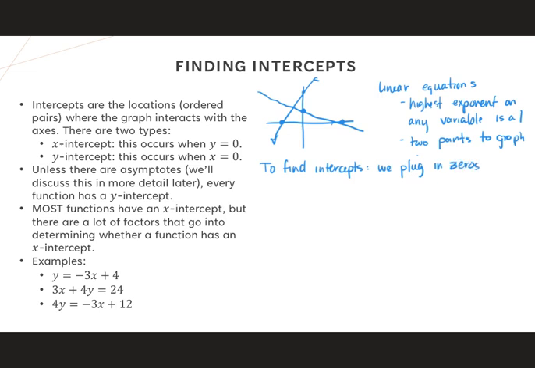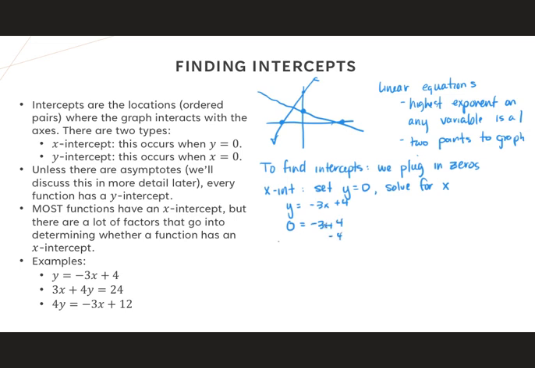Okay, so to find the x-intercept, we set y equal to 0 and solve for x. So let's take that first example. Y equals negative 3x plus 4. So I'm going to set y equal to 0. So instead of a y here, I'm going to plug in 0. Oops, there should be an x there.